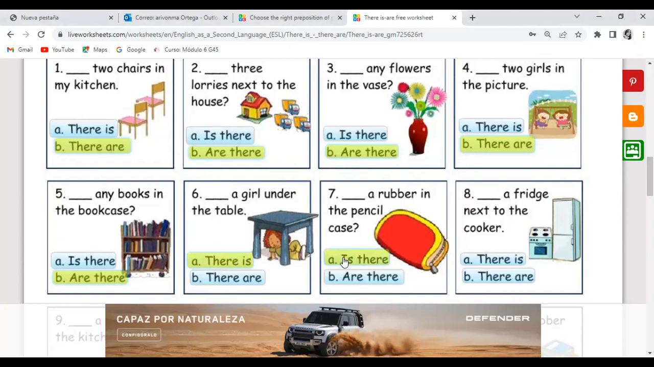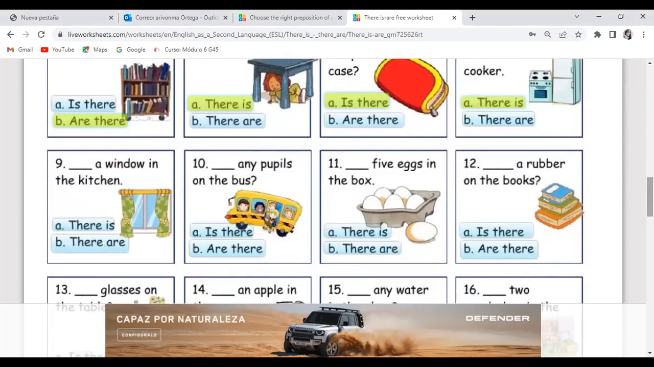What about number 8? A fridge next to the cooker. En este caso digo, un refri al lado de la estufa. Vean que sí hay un refri al lado de la estufa. Y yo lo que quiero decir es que hay un refri al lado de la estufa. Entonces, ¿qué es lo que digo? There is. Yes, very good. There is, Azucena, very good. There is a fridge next to the cooker.